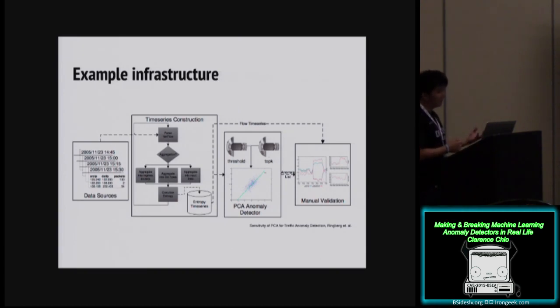After generating features, then it will be fed into a machine learning algorithm, a classifier, threshold, top K algorithms that then generate some results for what's anomalous and what's not. That goes through manual validation. And that manual validation part is where a lot of systems fail. Then it generates the actual anomalies.